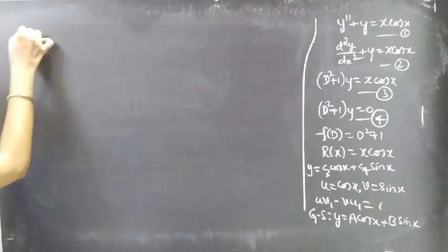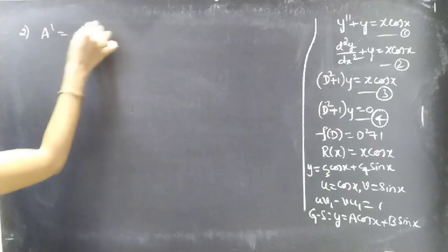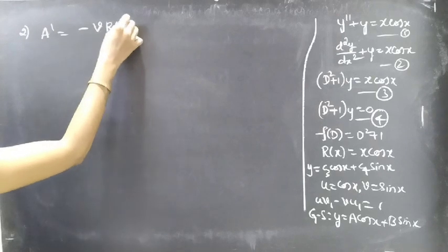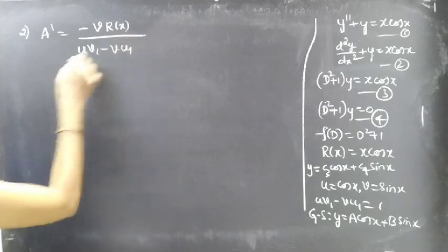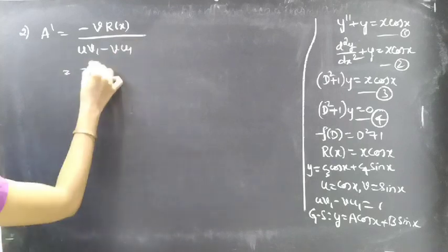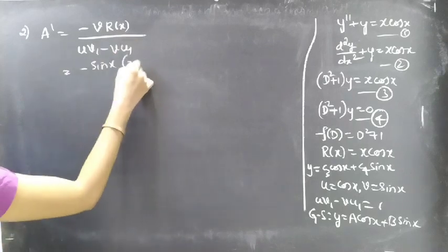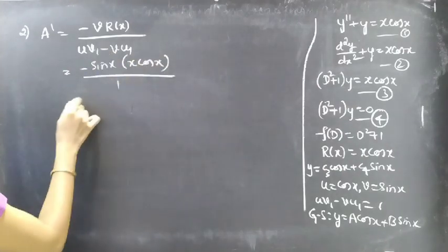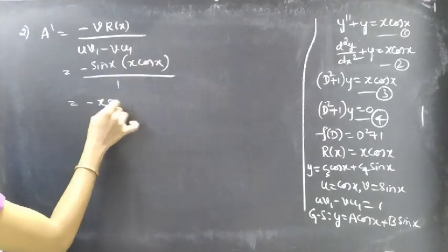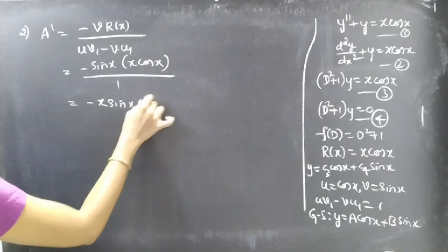Now coming to a dash, it is given by minus v into r of x by uv1 minus vu1, which equals minus v, that is sin x, into r of x, that is x cos x, by uv1 minus vu1, which is 1, which equals minus x sin x into cos x.